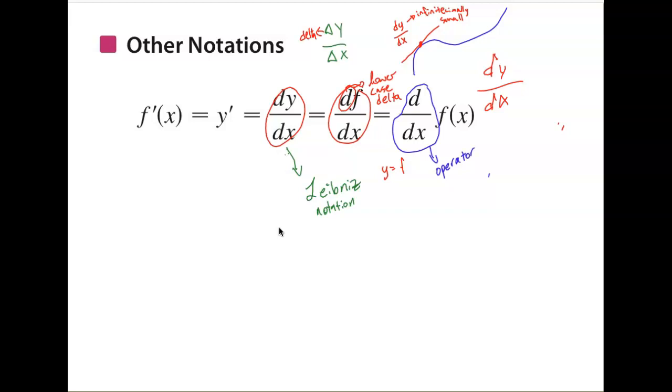But this is useful for us, whereas prime notation doesn't really work as an operator. It works as a definition, right? So if I told you that your function was x cubed minus x, like in our first example, f prime really only works as defining the derivative once you've figured out what that is, okay? So once you know what it is, oh, it was 3x squared minus 1. Great. Prime notation works great.